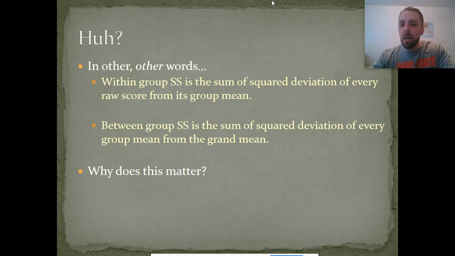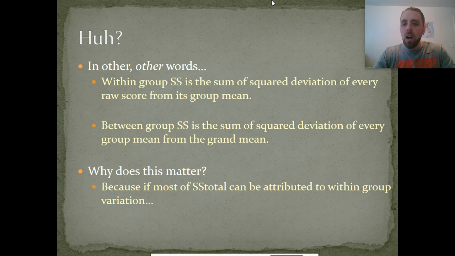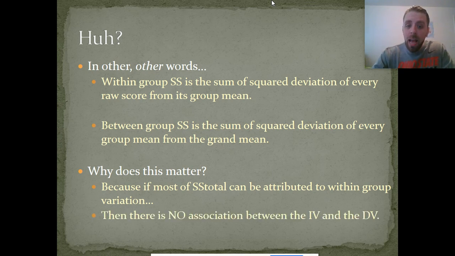I keep prattling on about within group variation, between group variation, and so on. Why does this matter? Well, it matters because, again, bring it full circle here. If most of the sum of squared total variation, if a great deal of all of the total variation is attributable to within group variation, then there is no association between the IV and the DV. And what I mean by that is the independent variable and the dependent variable.